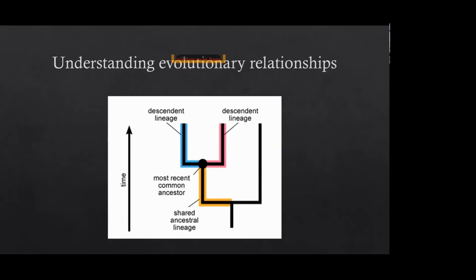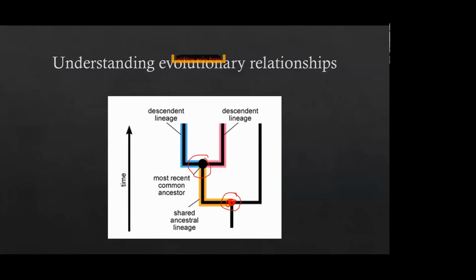So the order is not meaningful. Instead, we're looking at the branching pattern. And so we're looking for those common ancestors, these nodes, right? Not every tree draws a node, but you could always draw a little node where the branching happens if that helps you. Common ancestry refers to the fact that distinct descendant lineages have the same ancestral lineage in common with one another.